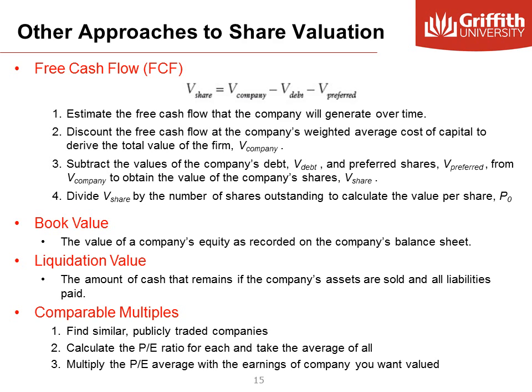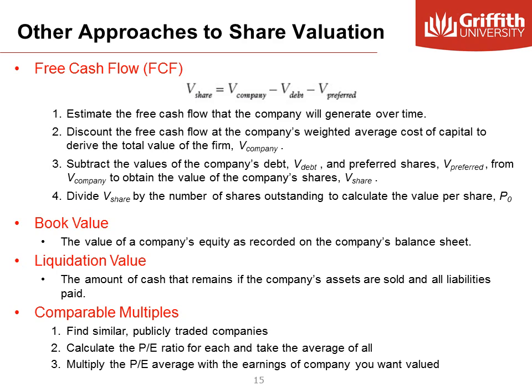So once we estimate the free cash flow, we discount it using the company's cost of capital to arrive at the total value of the firm. Then we subtract the value of the debt and the value of preference shares to obtain the value of shares. Then we divide this value of shares by the number of shares outstanding to arrive at the price per share.